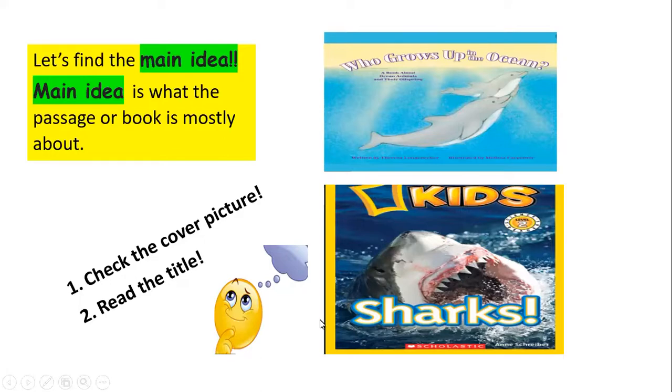Well, let's read the title and see. The title says sharks. So now we could make a better prediction about the main idea of this book. This book is going to be mostly about sharks. Did you see how we do that? We check out the cover picture, we read the title, then we think what the book is mostly about.